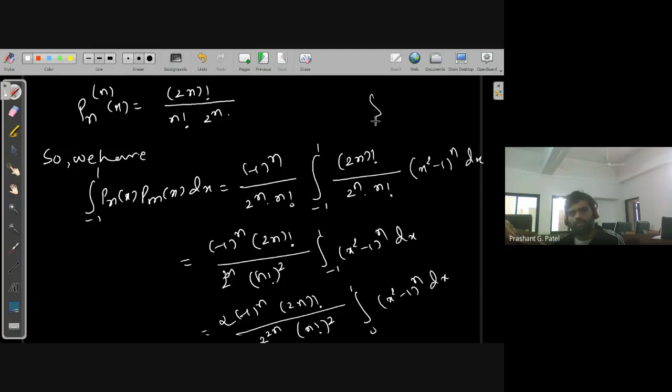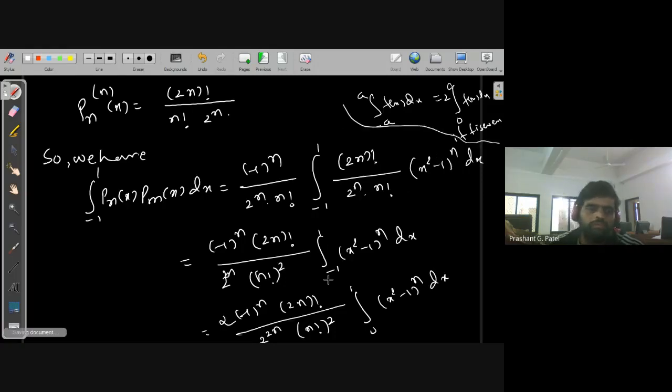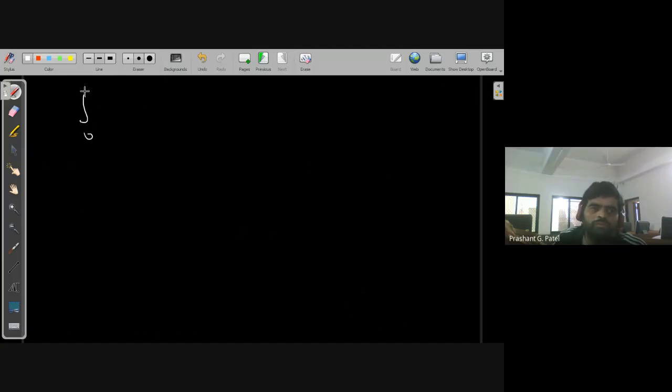Due to the quantity that the integral of f(x) dx from minus a to a will give you 2 times the integral from 0 to a of f(x) dx if f is an even function. This is the quantity probably you know. So that's why this is the quantity we have. Now we need to integrate this quantity. So let us try to integrate that. Can any suggestion to integrate this quantity, the integral from 0 to 1 of (x squared minus 1)^n dx? What will you do to integrate this?